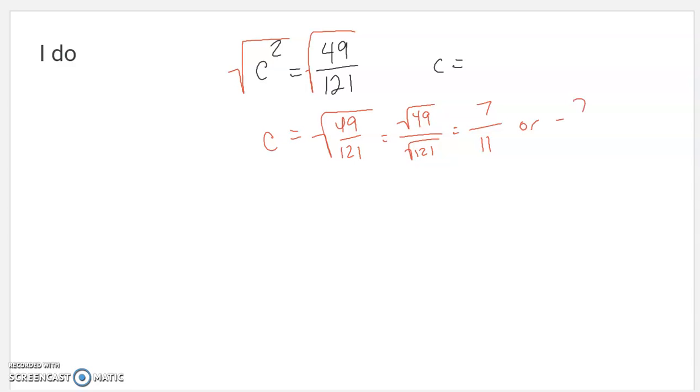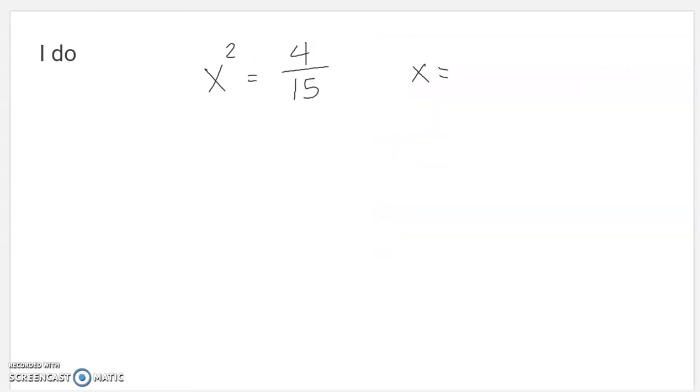Or, of course, don't forget negative 7/11 could be it as well. But if you did 7/11 times 7/11, if you want to check, you'd get 49/121. So it's really not so bad if you know this. The square root of a fraction, you can do the square root of the numerator and you can do the square root of the denominator. It's not always quite so nice.